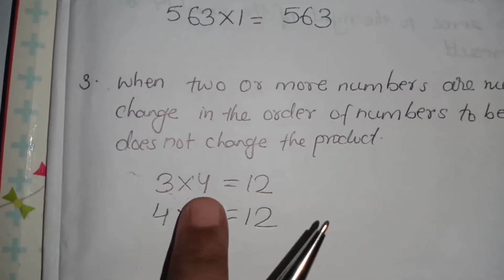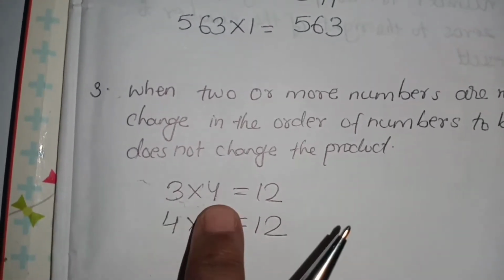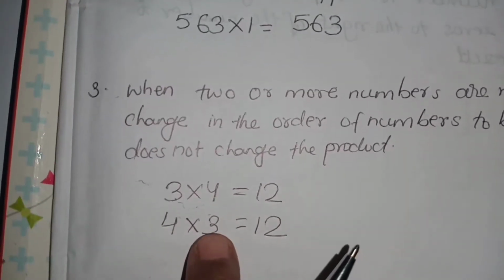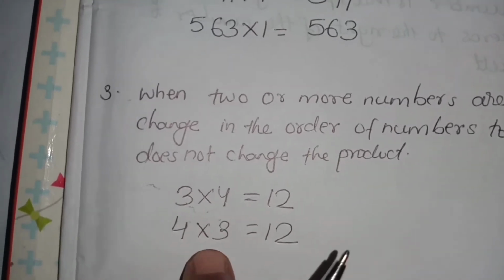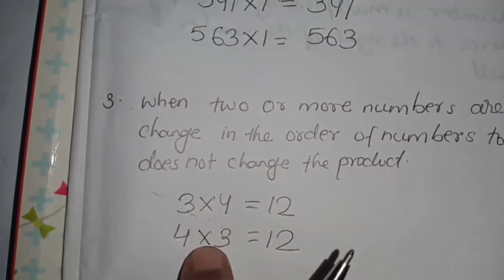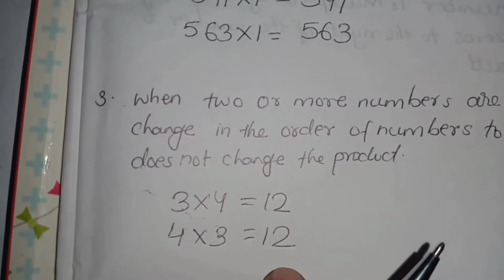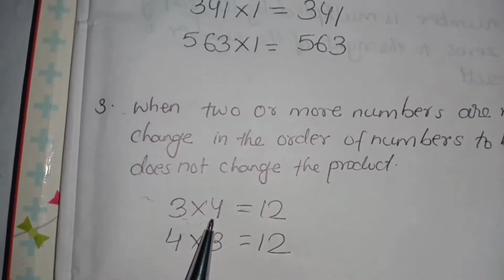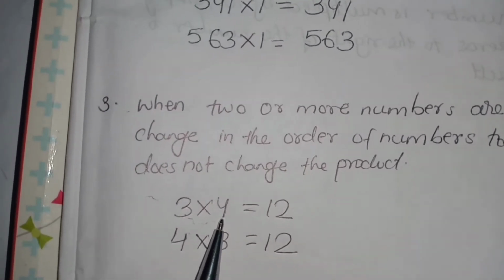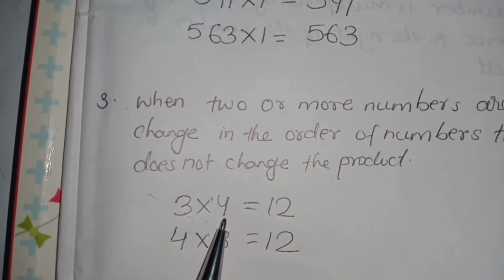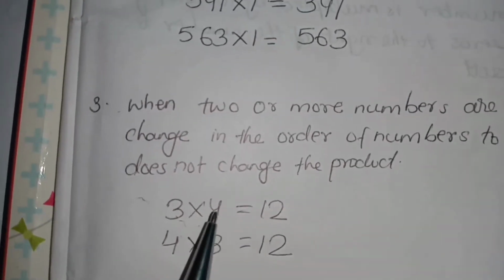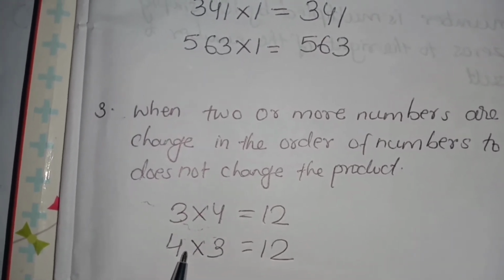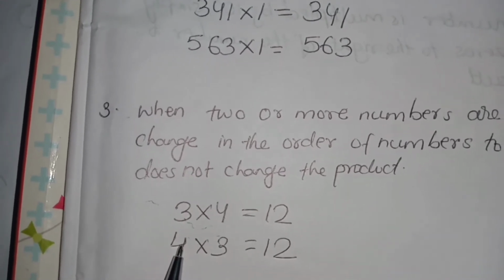Can you see, when I change the order, here I am multiplying two numbers. 3 4s are 12, and in the next step I changed the order, 4 3s are 12. After changing the order, the product is the same. So by property number 3, we come to know that when we multiply two numbers or more than two numbers and change the order, the product will not change, it will remain the same. This was multiplication with two numbers, and I have shown you the product by changing the order.